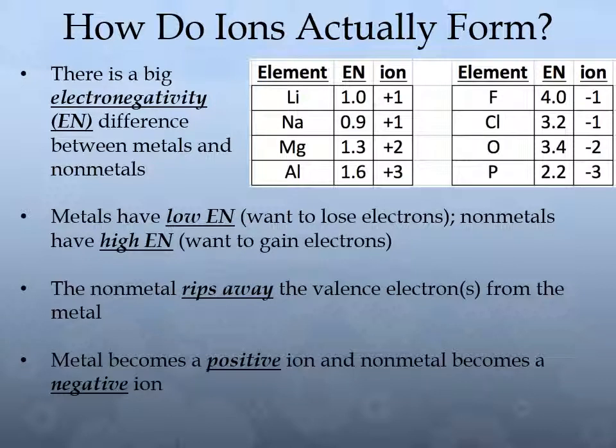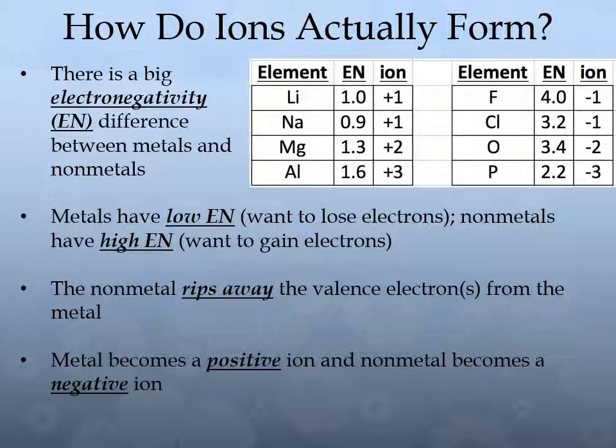Ions only form because atoms have different attractions for electrons, or electronegativities. And you see this here on the 0 to 4 scale. So 0 is a really weak attraction for electrons, 4 is the strongest attraction for electrons. Metals have low attraction for electrons, or low electronegativity, and easily lose their electrons to form positive ions. While nonmetals, we see having a high electronegativity, a high attraction for electrons, which helps them pick up extra electrons to form negative ions.